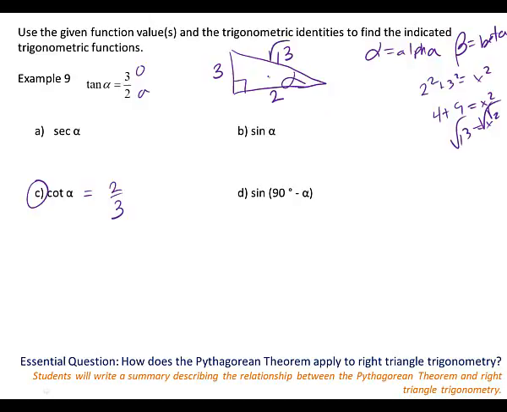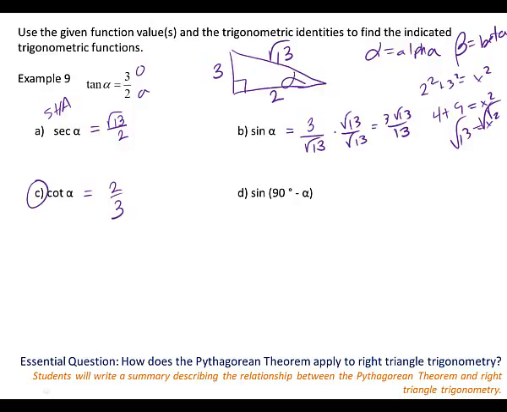Using the right triangle now, what is the secant of it? Secant is hypotenuse over adjacent. So what's the secant of it? Square root of 13 over 2. Good. Using your right triangle again, what would we get for this sine? 3 over square root of 13, which we don't like, so we would rationalize it. So it'd be 3 square root of 13 over 13.